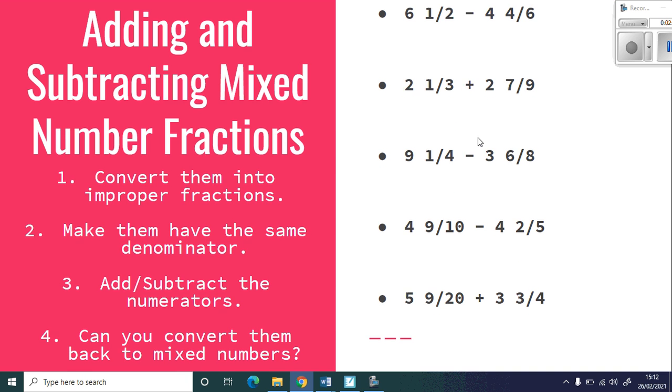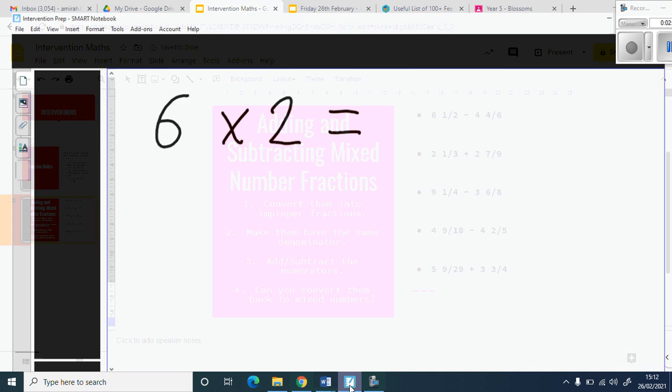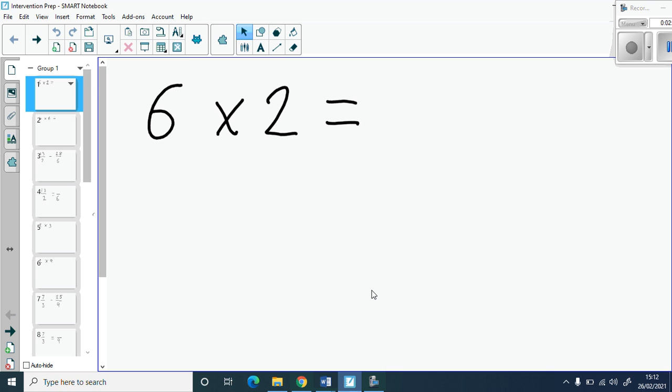What I'm going to do is go onto my smartboard. I'm not going to go into too much detail on how to do it. Go and watch the other video if you're confused, but we're going to run through it quite quickly. The first thing we need to do is multiply our whole number by our denominator, which is 6 times 2. If we work that out, we get the answer 12.